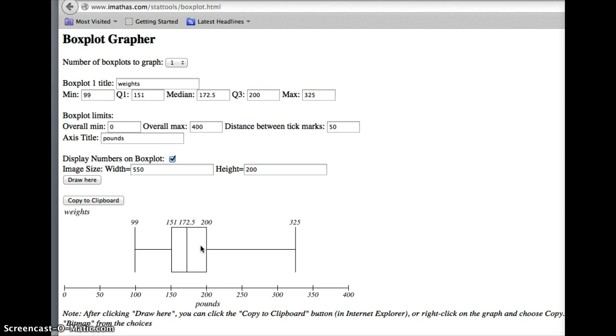Now, of course, this combines men and women, and I'm not sure that's reasonable because we would expect men and women would come from two very different populations with respect to weight. So let's return to the Excel spreadsheet and let's separate out the men and women and go from there.